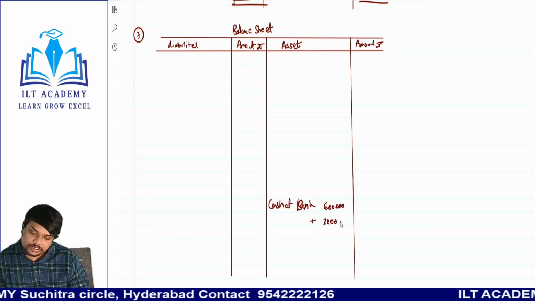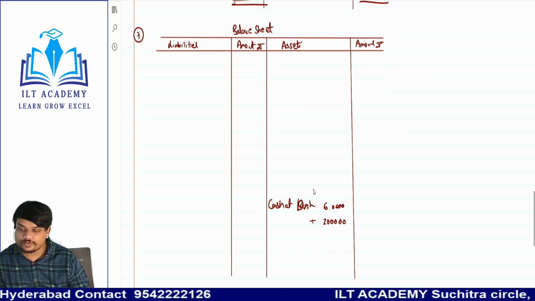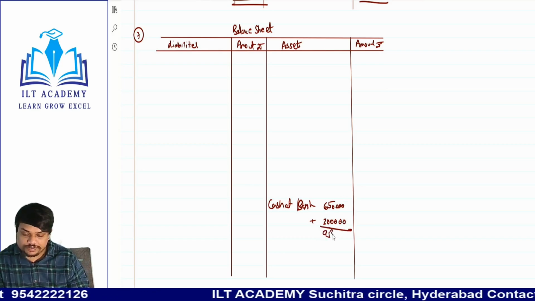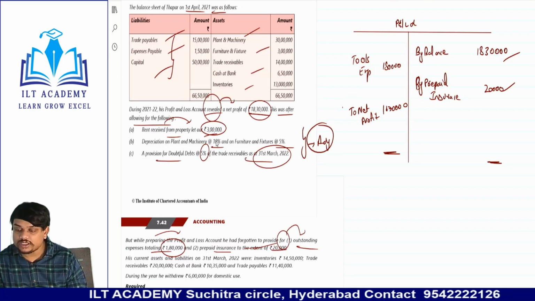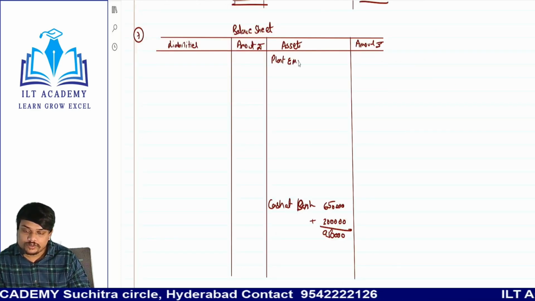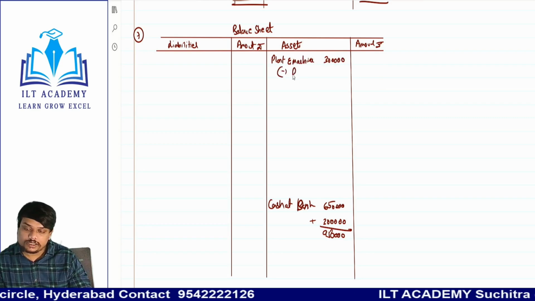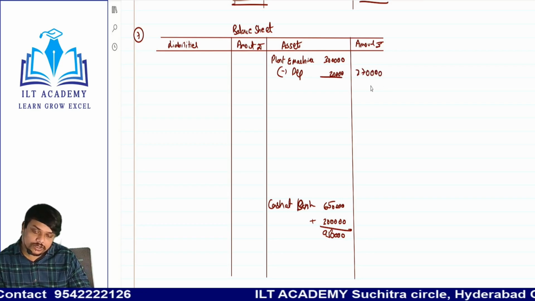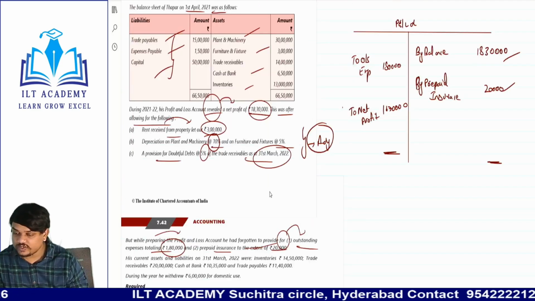Add 3 lakhs. So this will be 9,50,000. I think so. There are some more in cash and bank. Next one is what? Depreciation on plant and machinery at the rate of 10%. Plant and machinery 3 lakhs minus depreciation is 30,000, which will be 2,70,000. Any doubts? Furniture and fixtures 5%.